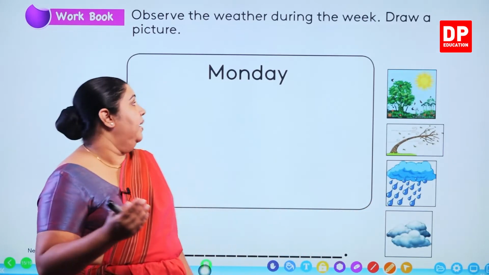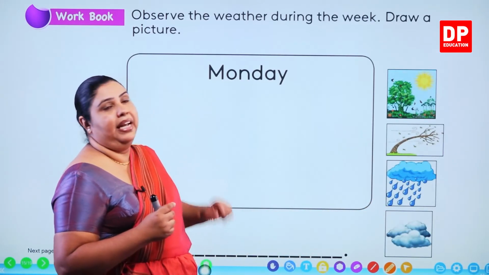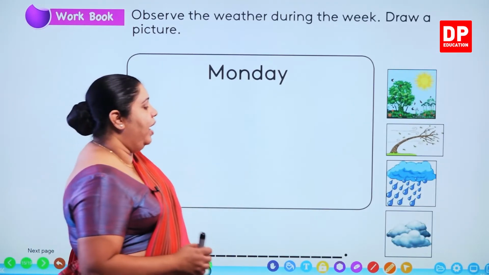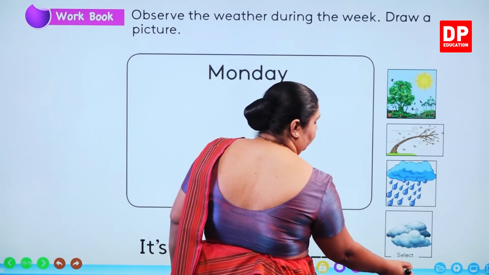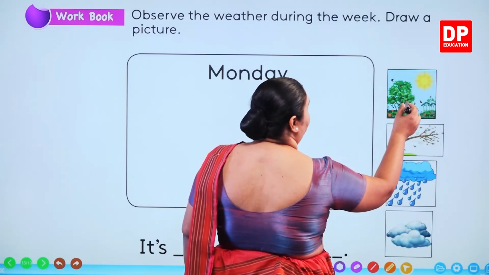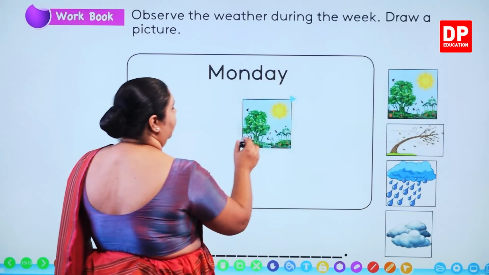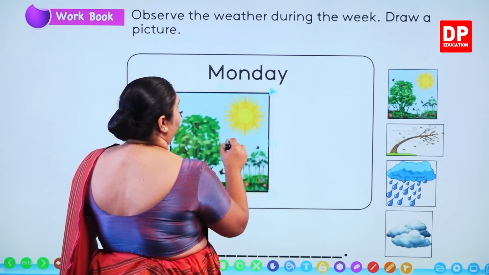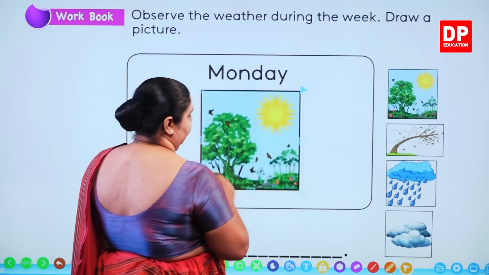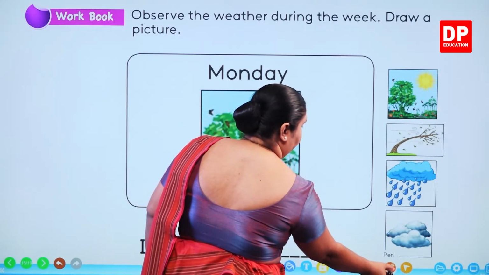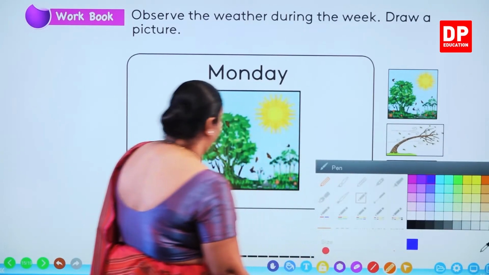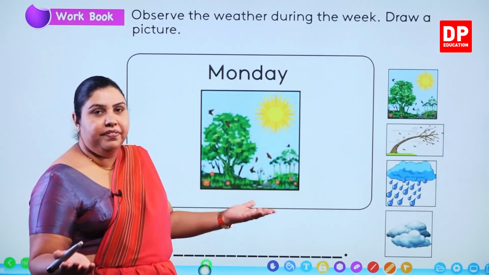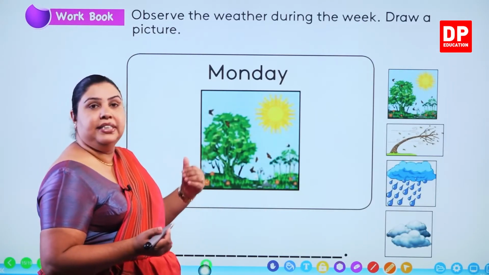Now let's say the weather on Monday is a very bright and sunny day. So you have to draw a picture with the bright sun. So now I'm going to bring my picture which shows you the bright sunny day like this. All right. So you have to write. After you draw the picture, you can draw it very beautifully. It doesn't have to be the same thing.